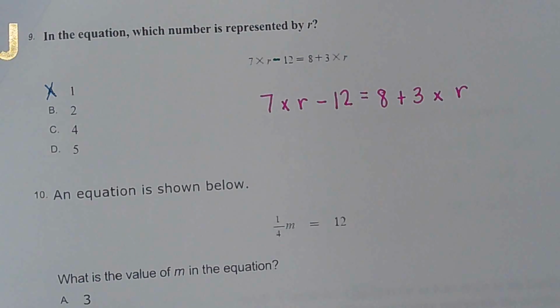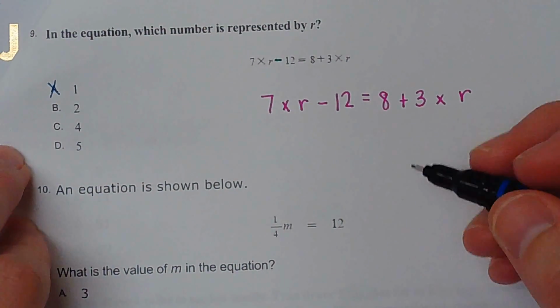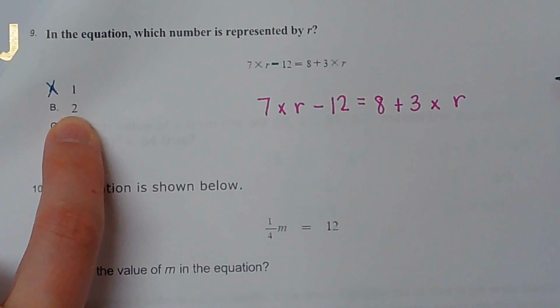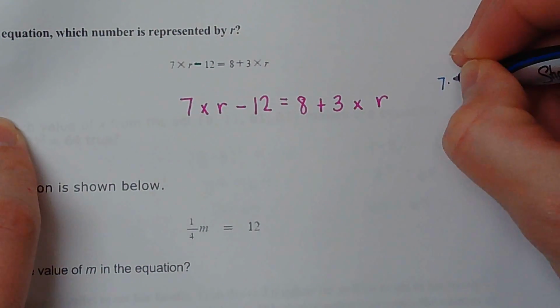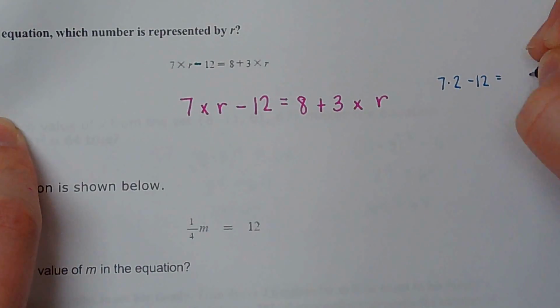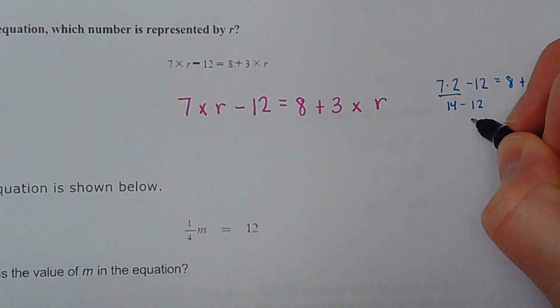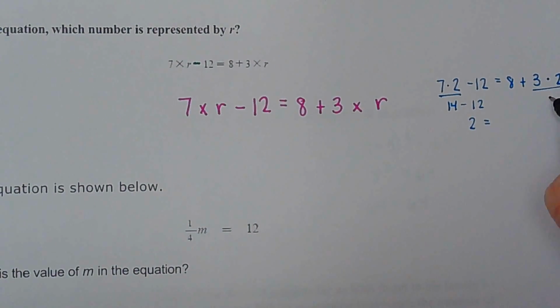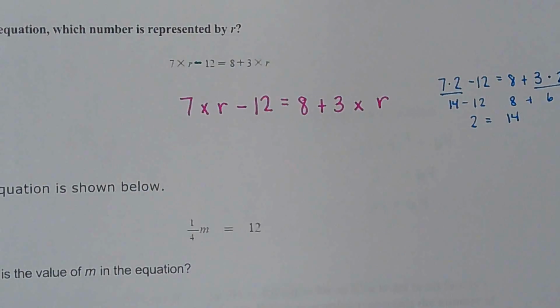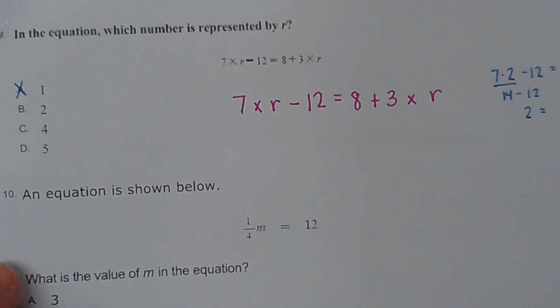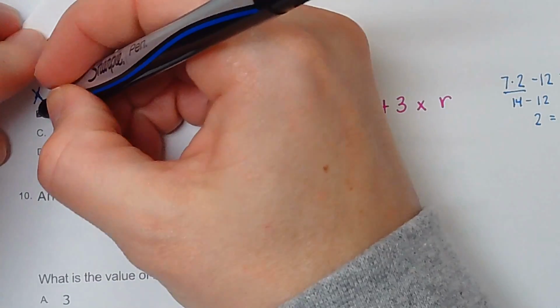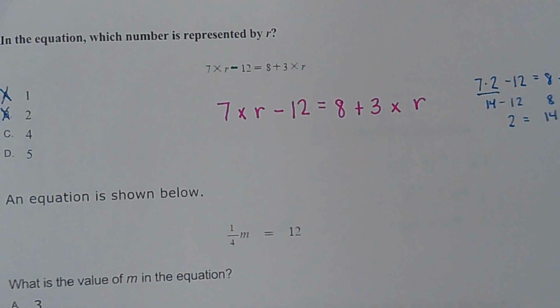All right, let's try 2. I'll write this one out because I know it's hard to follow as I'm speaking. So I'll write it over here. 7 times 2 minus 12, and then this side would be 8 plus 3 times 2. Okay? Order of operations, let me do this first. So that's 14 minus 12, that's 2. If I do this side, it would be 6 plus 8, which is 14. And those two things do not equal each other. So 2 cannot be right either. I'll cross out 2.